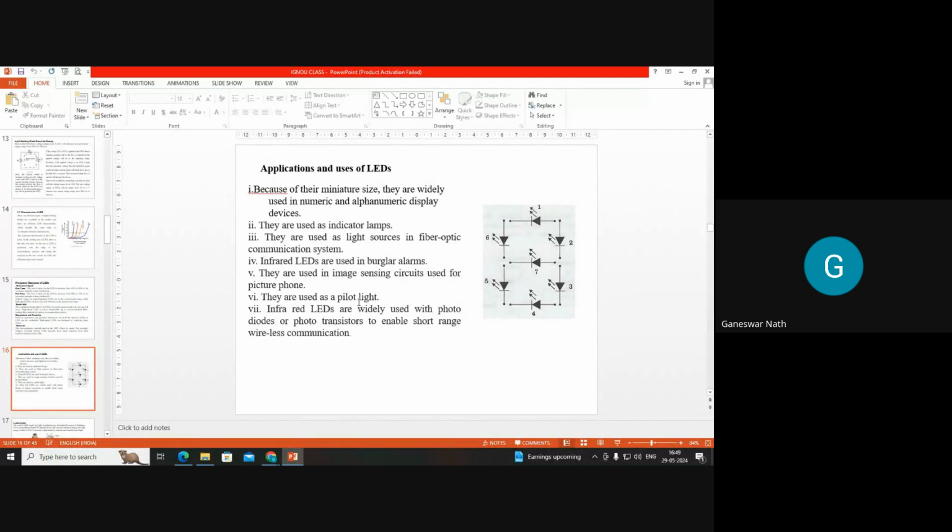Now coming to the applications of LEDs. Nowadays you are looking at different LED circuits for different purposes. These are some of the designs showing how LEDs can be arranged to get proper light or proper intensity. Depending on that arrangement there are many applications of LEDs, and some of them are shown here.